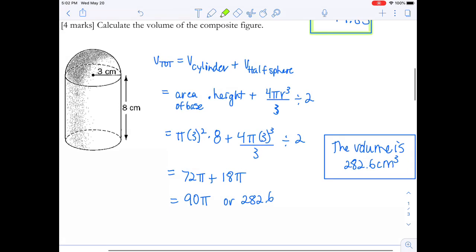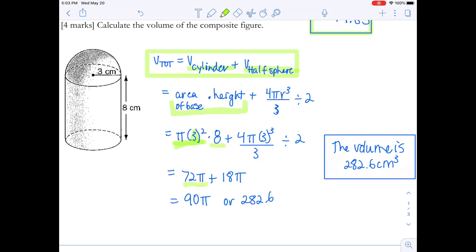The next one is a volume question. And with a volume question, what I want to do is set up another word equation where I can explain very clearly that the total volume here is going to be the volume of a cylinder plus the volume of half of a sphere. Okay, so what that means is I need to know that the volume of a cylinder is the area of the base times the height. I also need to be clear that the area of the base is a circle in this case with radius 3. Okay, so I have the area of a circle times the height. That gets me 72 pi.